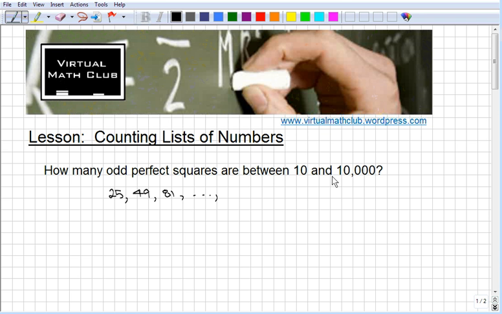Now we want to find the biggest odd perfect square that doesn't go past 10,000. And now we know that 100 squared is 10,000, right? So it's not too bad to find the last one that doesn't exceed 10,000 because it's just one less than 100 squared. So 99 squared, that ends up being 9,801. Okay, so the last number here is 9,801. So now we've converted this problem into a how many numbers are in this list problem.